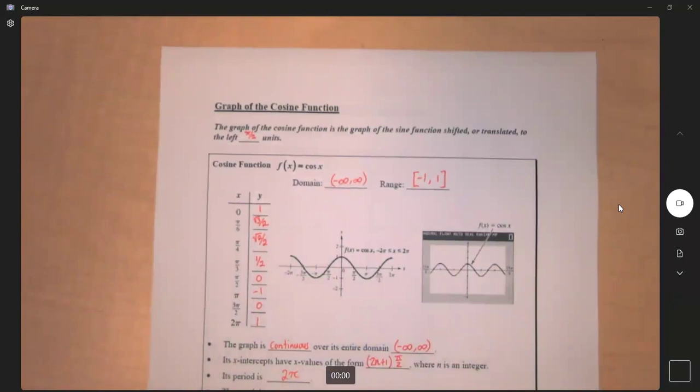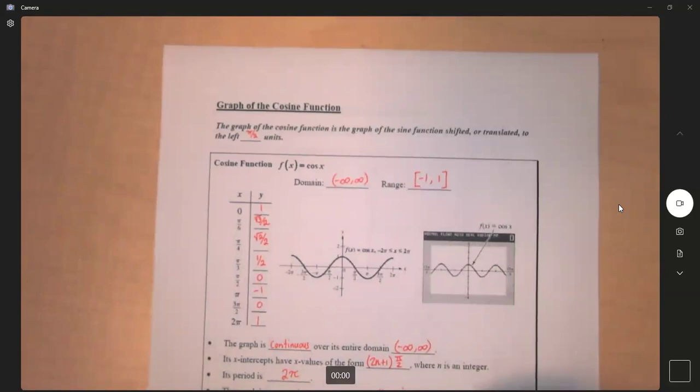This graph, however, is symmetric about the y-axis. Remember, the sine graph is symmetric about the origin. So symmetry about the y-axis means this is an even function. And an even function means that for all x in the domain, the cosine of -x is equivalent to the cosine of x. Okay? So no matter if the x is positive or negative, they're going to have the same y value, the same cosine value. Okay?